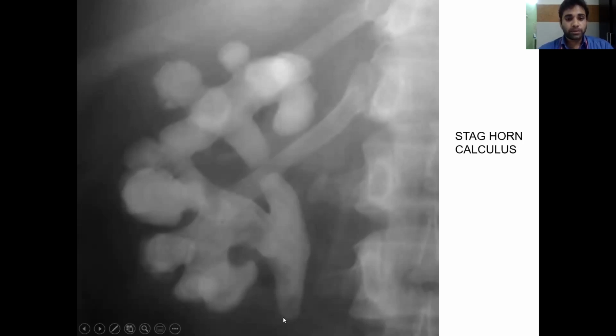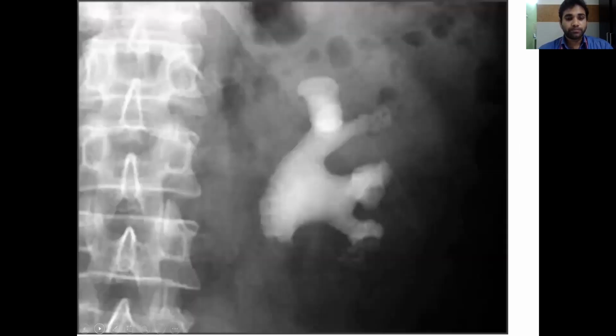See, this image is the typical appearance of Staghorn calculus. This is another IVU image showing a left-sided Staghorn calculus in the left kidney.